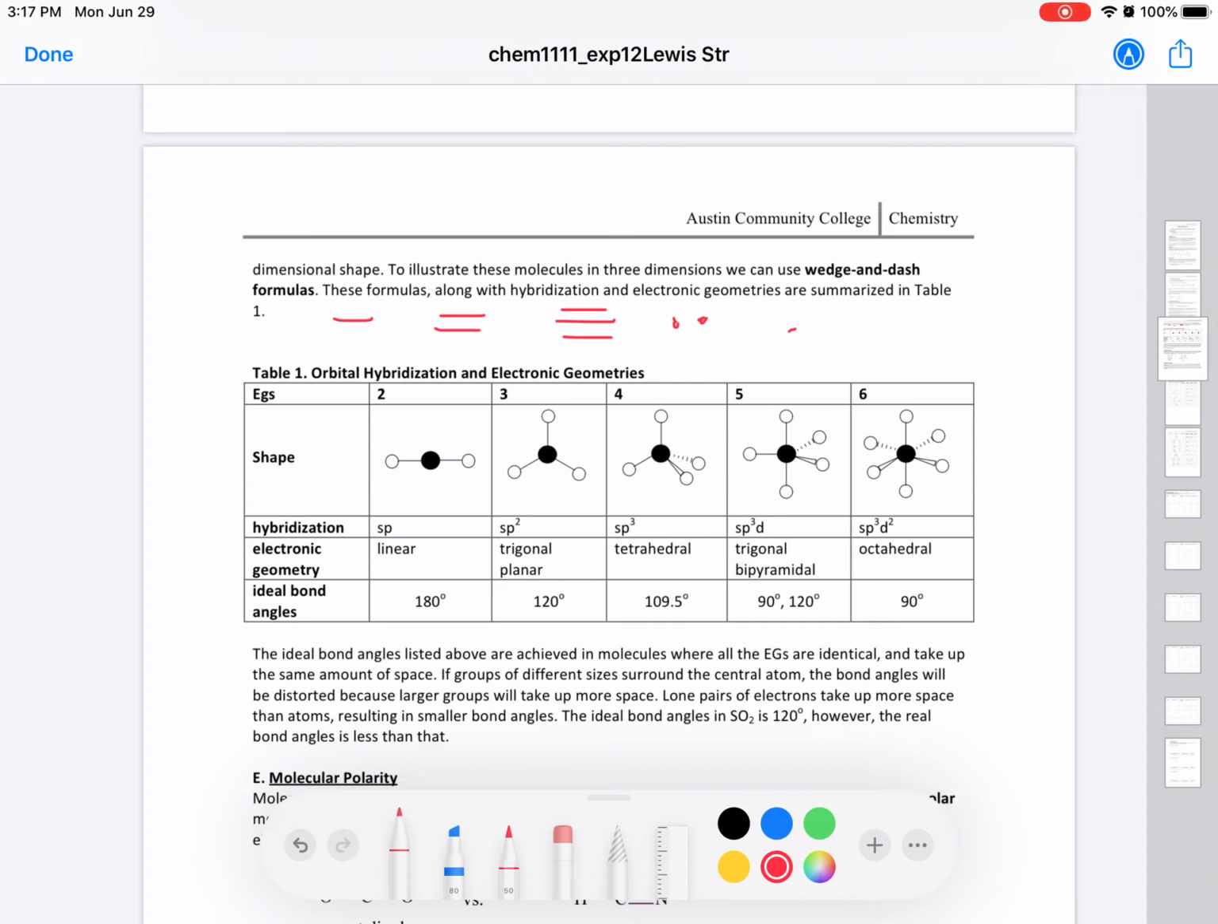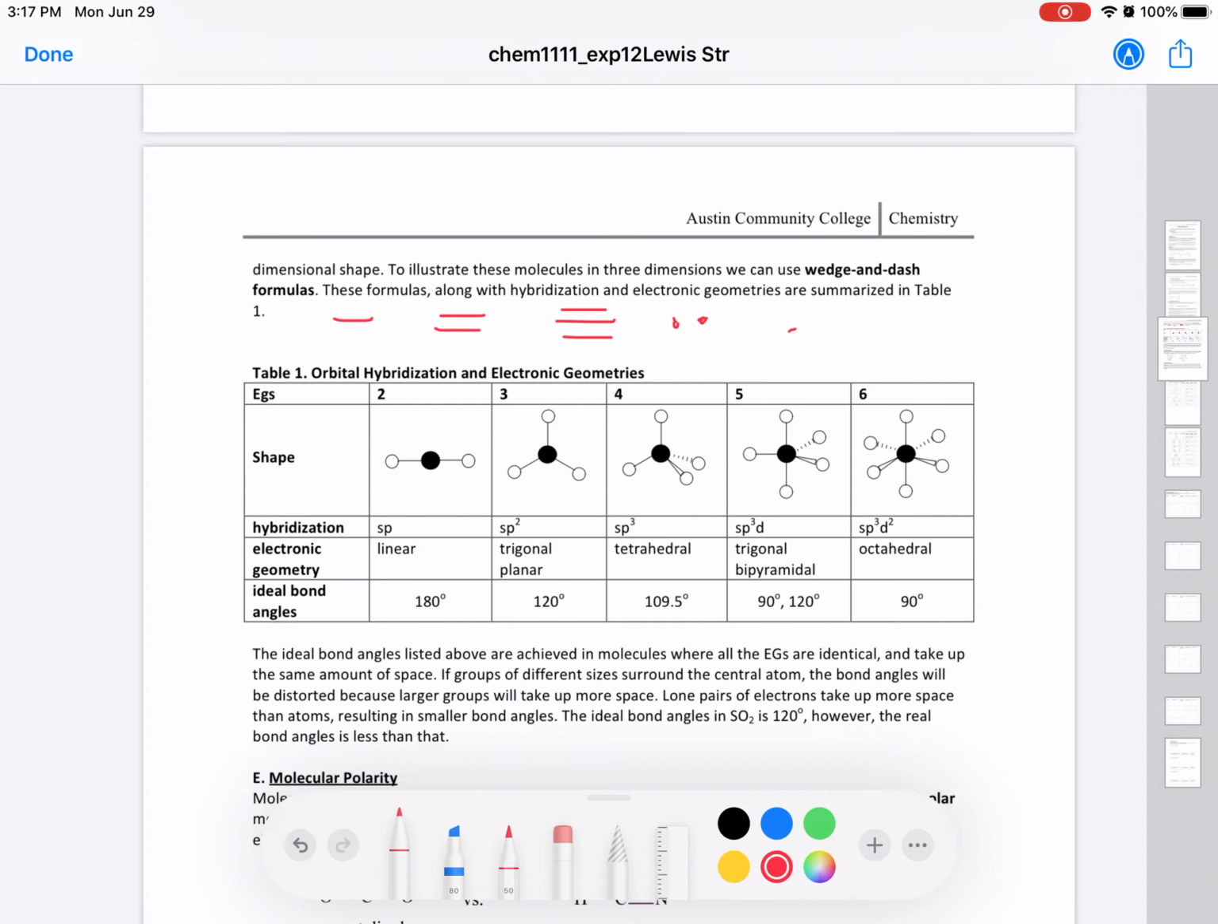When you have 5 electron groups, hybridization is sp3d, with trigonal bipyramidal electronic geometry, and then we have 2 bond angles, 90 and 120. When you have 6 electron groups, hybridization would be sp3d2, octahedral electronic geometry, and the ideal bond angle would be 90.